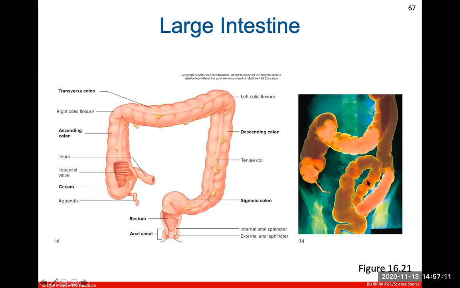So here's a fun look at the large intestine underneath a microscope, which I think is kind of fun to see. You can see the sigmoid colon is kind of the curvy portion, with the rectum and then the anal canal towards the end. So that is the large intestine.